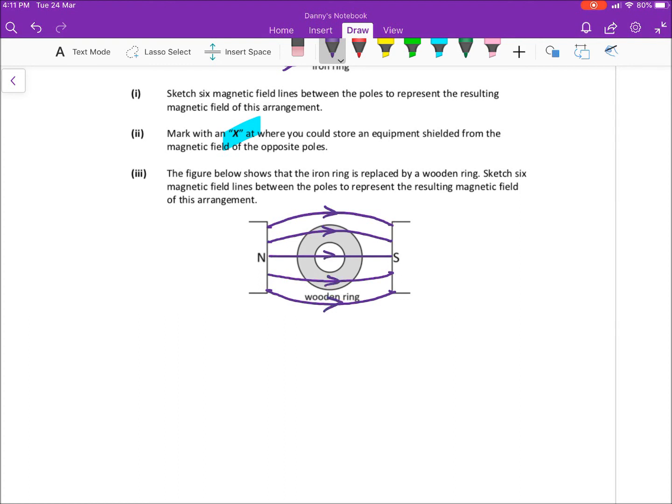Yeah, so that will be all for your magnetism, and now you should be on your way to doing 21.0. Okay, so easy, right?